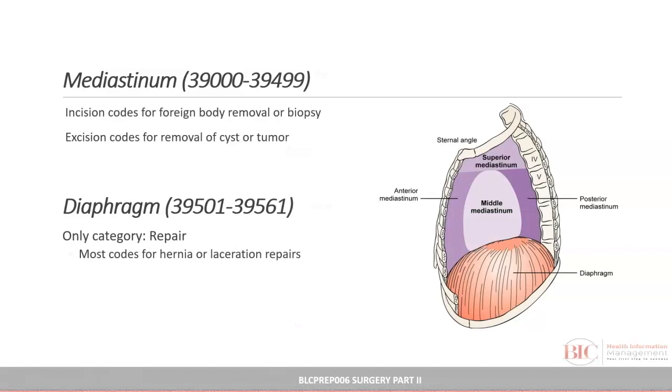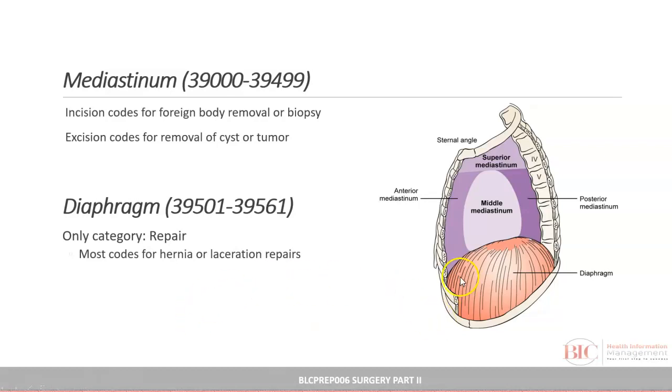Procedures done on the mediastinum. Your range of codes here are 39000 to 39499. There's only two sections, I believe. There's incision codes and excision codes. Your incision codes may be a foreign body removal or a biopsy. Your excision codes may be for removal of a cyst or a tumor. For procedures done on the diaphragm, your range is 39501 to 39561. The only category in this section is repair, and most codes are for hernia or laceration repairs.